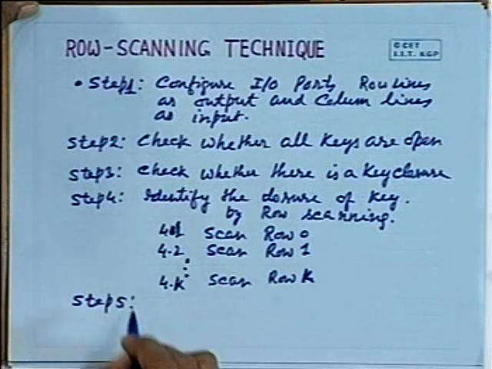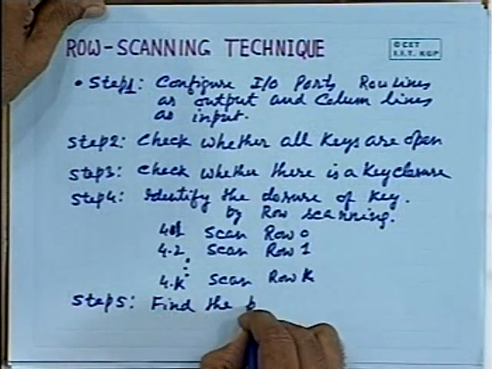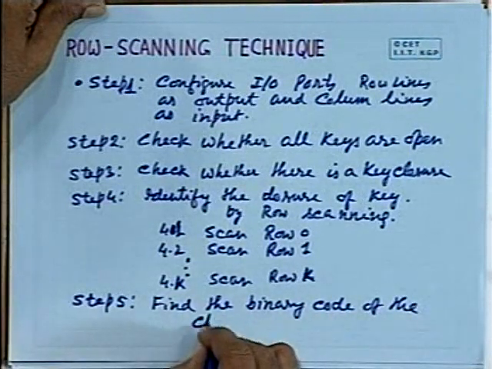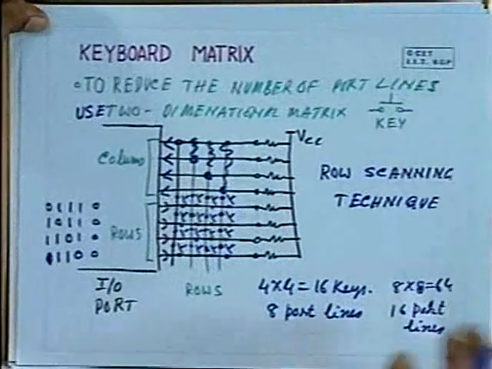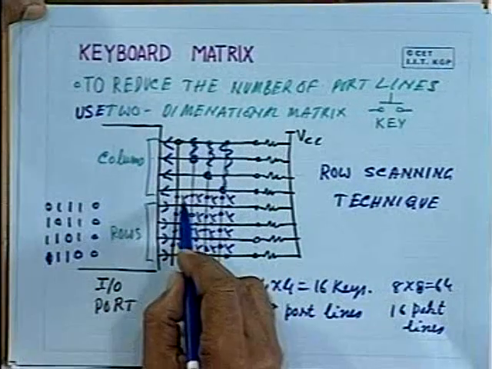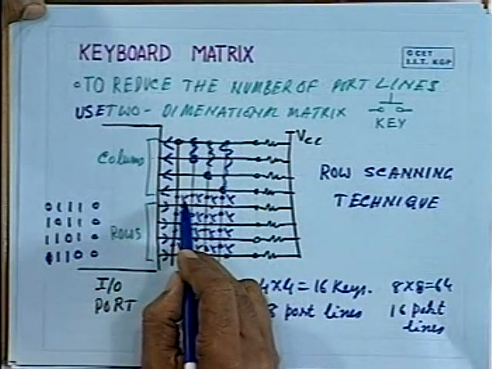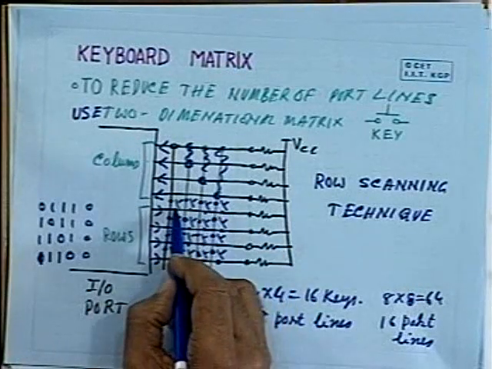After this is over, you have to find the binary code of the closed key. You can give some number, say this key is 0, this is 1, this is 2, this is 3, like that. And the corresponding code you have to send to the microprocessor. So once a particular key closure is identified, you can use either a table lookup or you can follow some rule by which you can tell, if this key is closed, the row number and column number.